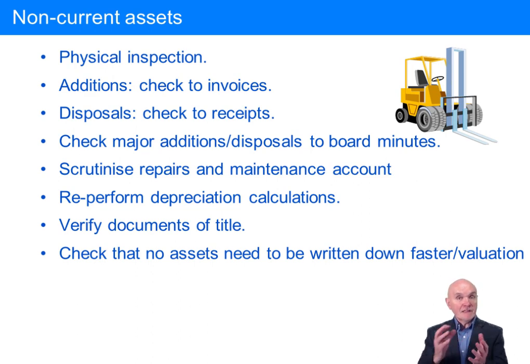And of course, it's very easy to get these mixed up. What you don't want are items which should have been capitalized, written off to repairs and maintenance. This might be done deliberately. It might be done to try and keep the profit down, because if you keep the profit down, of course the tax will stay down.